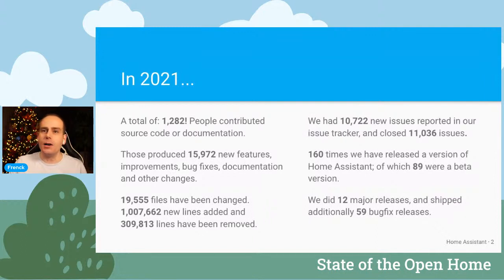And our issue trackers did good as well. Almost 11,000 issues have been reported, but we managed to close more than 11,000. So we went down in numbers, which is good. We managed to keep up. 160 times we have released a version of Home Assistant this year, of which 98 were beta and pre-releases, so those you probably didn't see unless you joined the beta. But 12 of those were major releases, one each month, including the release of today, of course. A total of 59 bug fix releases we did as well, to get bug fixes out as quickly as possible.